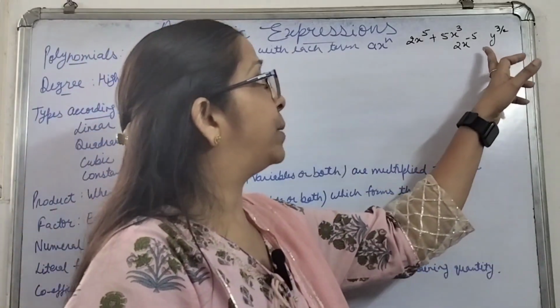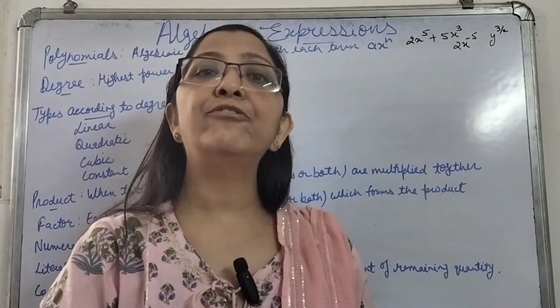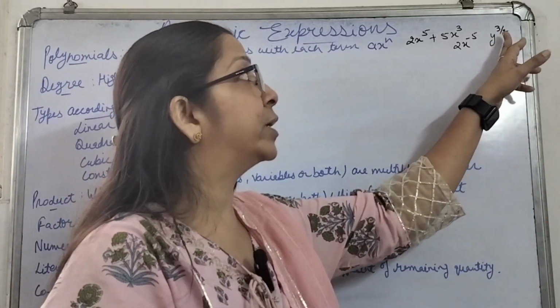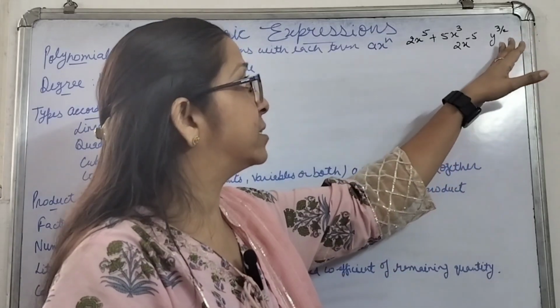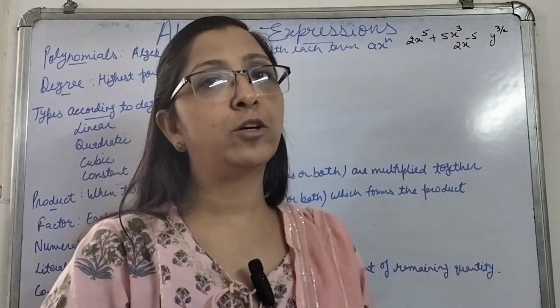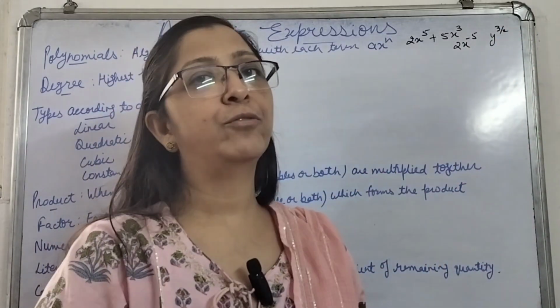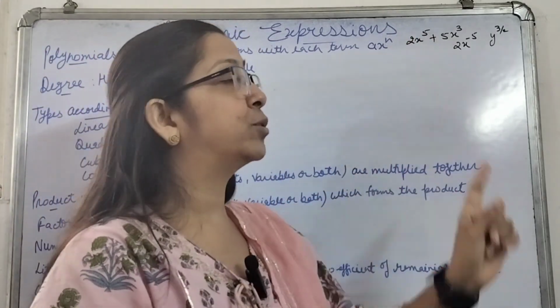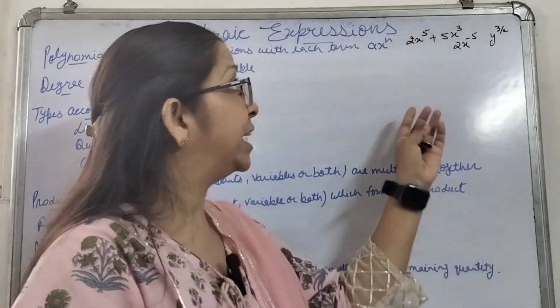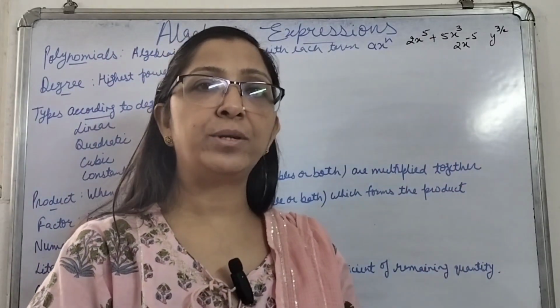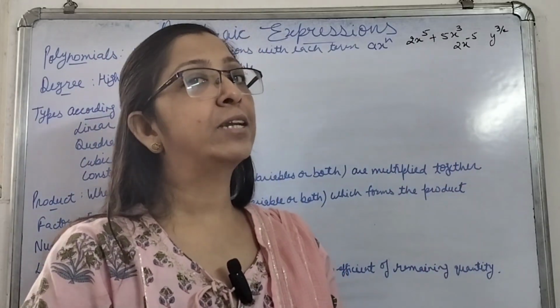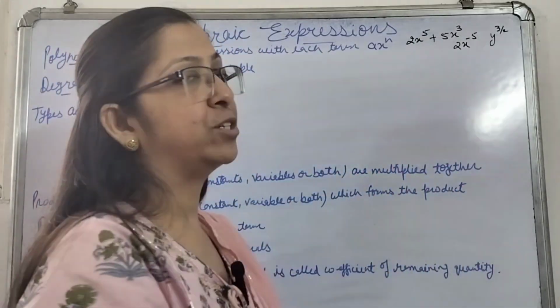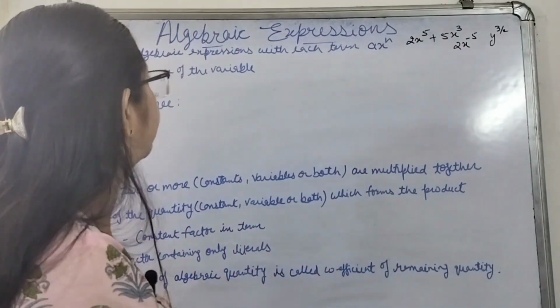In this case, the power of the variable is in fraction, that is 3 by 2. So it is not a whole number. That's the reason it is not a polynomial, although it is an example of an algebraic expression. So whenever the power or the exponent of the variable in each and every term of the algebraic expression is a whole number, then we say such types of algebraic expressions are polynomials.